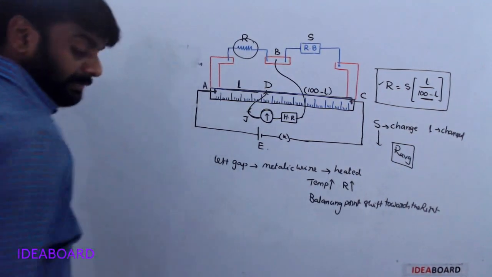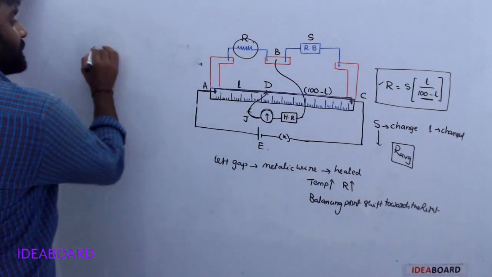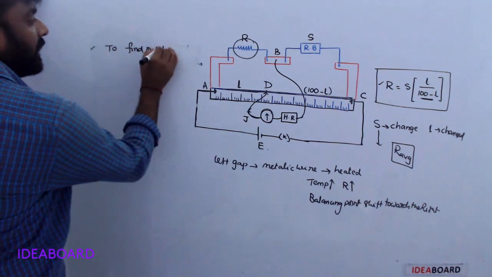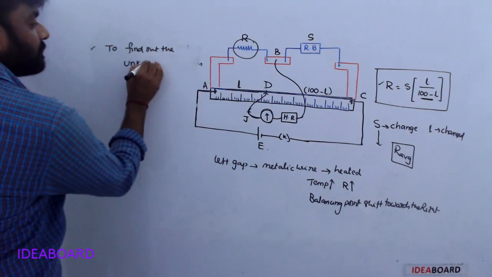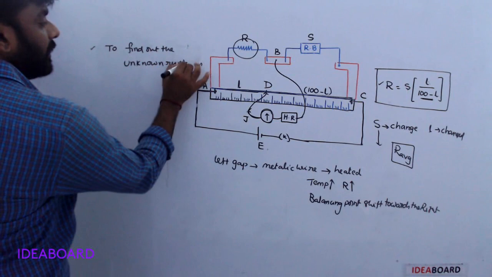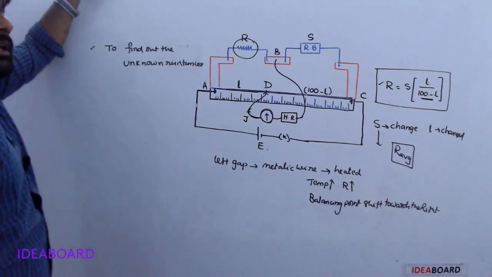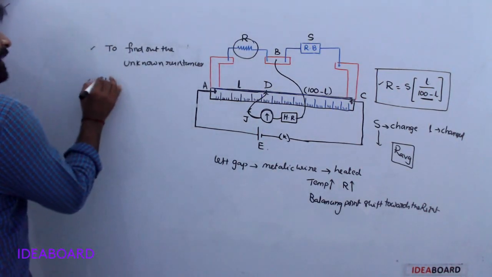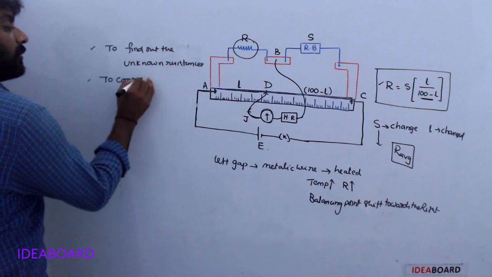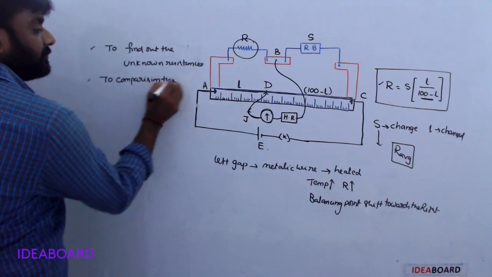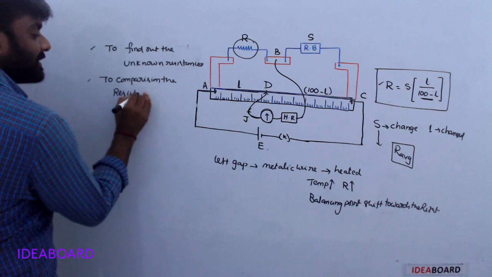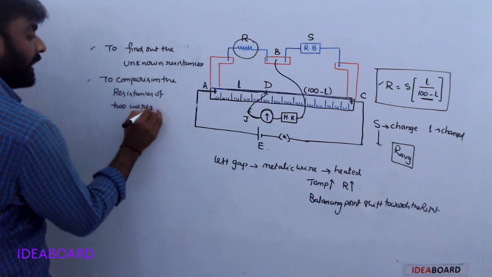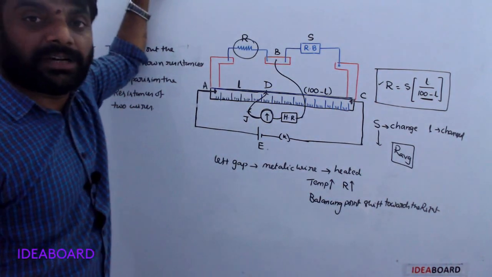Next, what are the uses of the meter bridge? The main purpose is to find out the unknown resistance. Next, to compare the resistances of two wires.